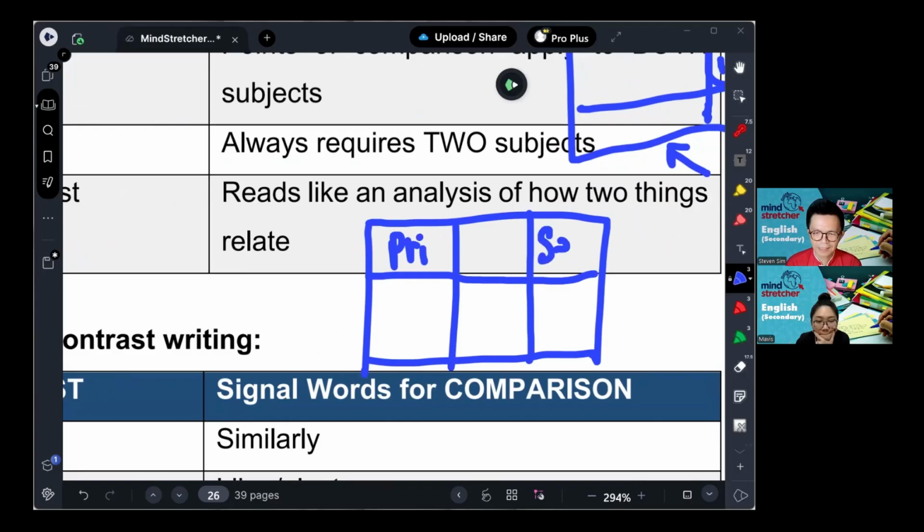Primary school and secondary school. What would be here? And what would be here? Not advantages and disadvantages, but what would be the core of your first paragraph? What would be the core of your second paragraph? The level of stress. Very good. That's number 1. What else? Stress level. Okay. Workload. Very good. That's number 2. What else?